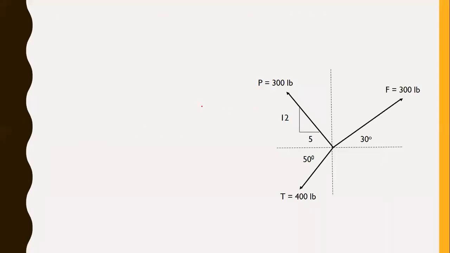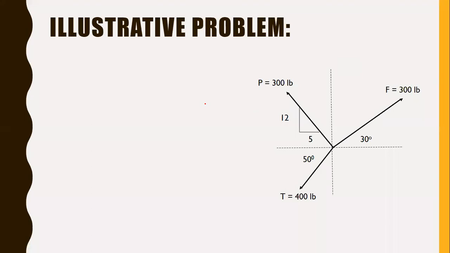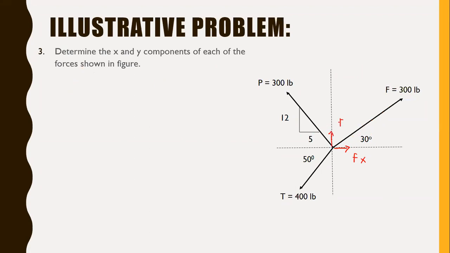Okay, another example. Determine the x and y components of each of the forces shown in the figure. First, we have your vector F, which is 300 pounds and 30 degrees. Since your force F is lying on the first quadrant, you have your Fx here, and then you have your Fy.